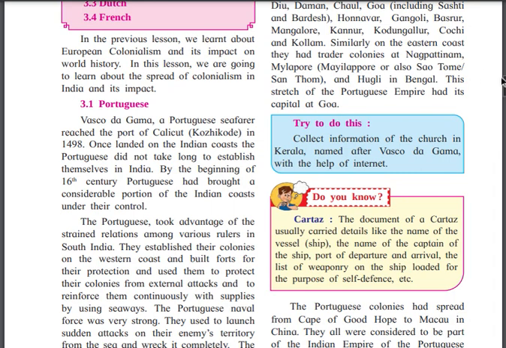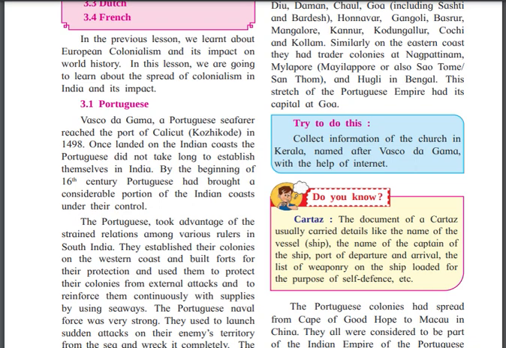Vasco da Gama. Okay, he is a Portuguese seafarer. Seafarer means a person who travels by boat, exploring by boat. So Vasco da Gama was an explorer and reached the port of Calicut in 1498. He reached the port, port is the riverbank or shore, in 1498 at Calicut.